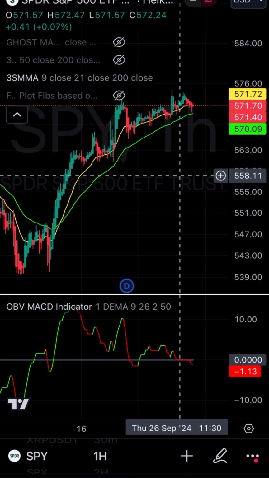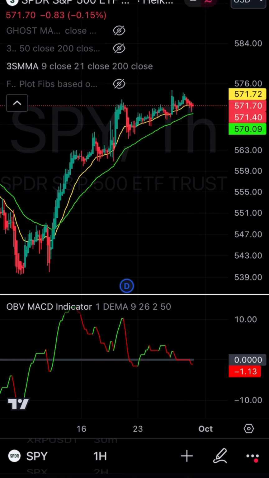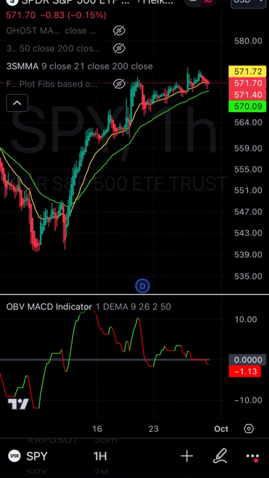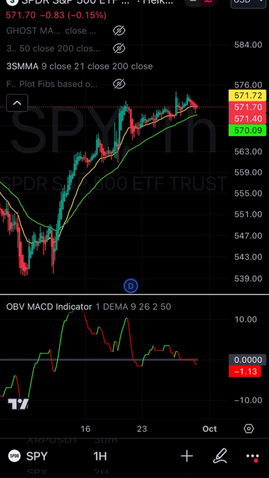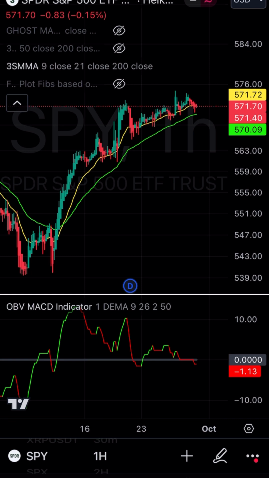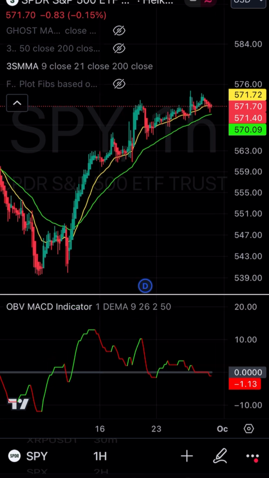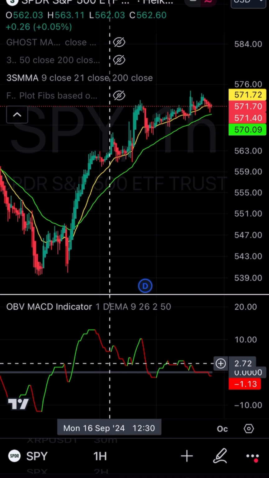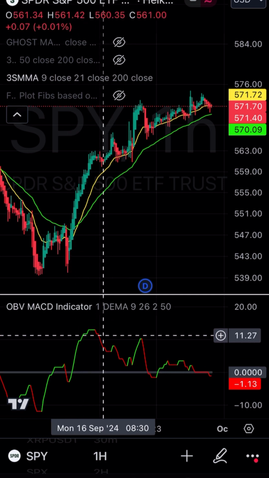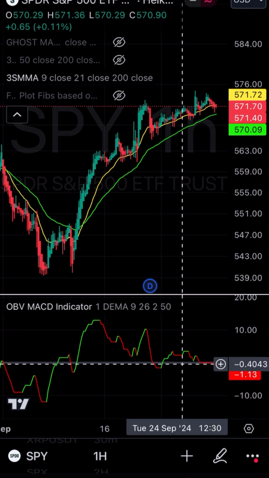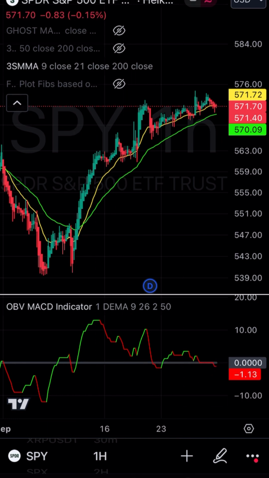Now, in a situation like what you see right here, it might start crossing down, but we can tell that the overall direction is still up. So I would still focus on the direction going up because the day is up. So if you don't want to do it on the hour, then you can do it on the 15-minute, and you just look at all the entry points, look at your OBV MACD, and if you're doing a call, just make sure your line is above that zero line. If you're doing a put, make sure the line is below the zero line.